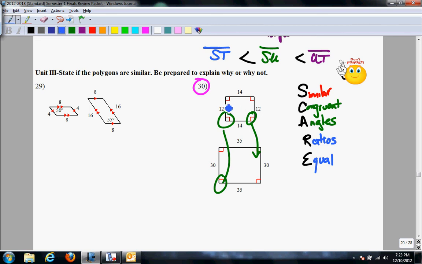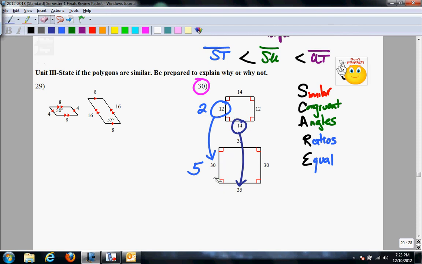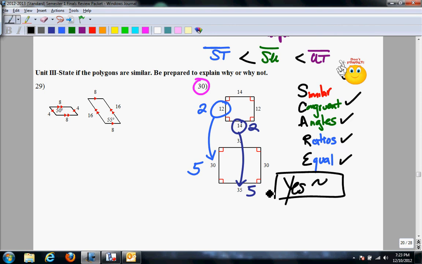So we're going to go this way, 12 to 30. 6 goes into 12 2 times, and 6 goes into 30, of course, 5 times. Let's try 14 to 35. And 7 goes into 14 twice, and here 5 times. So we see that the angles are congruent, and the ratios equal. So we would say, yes, these are similar in number 30.